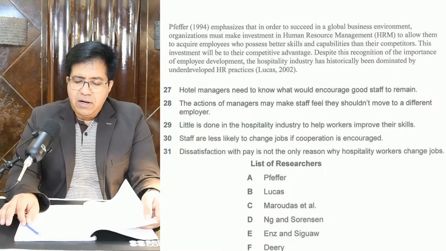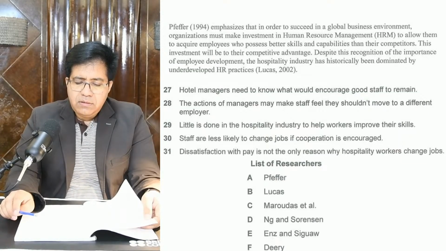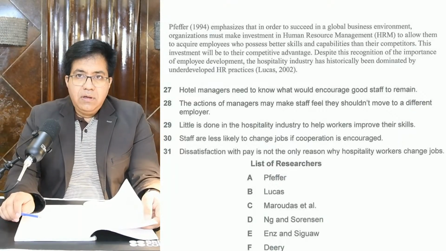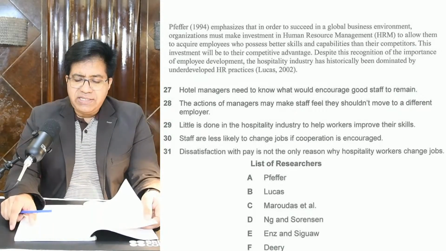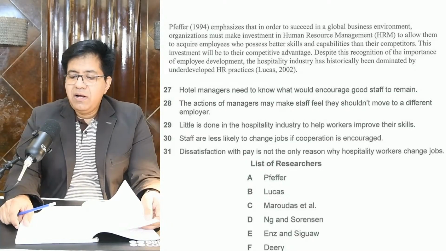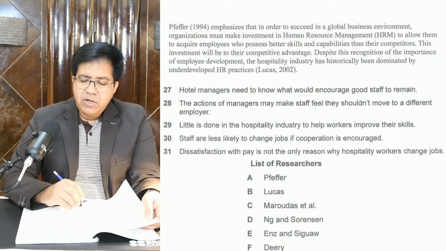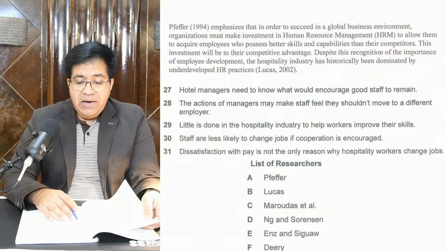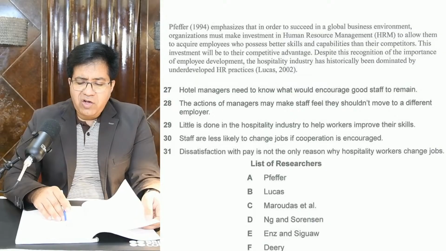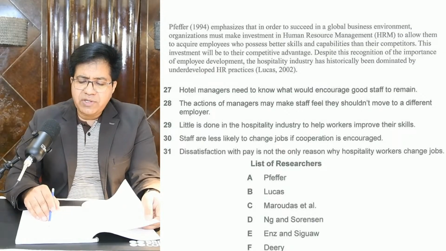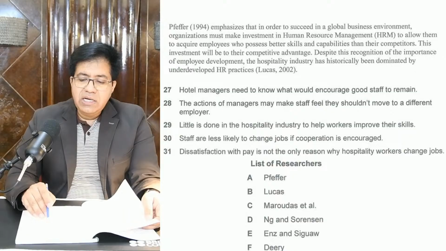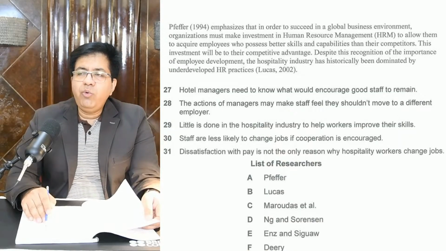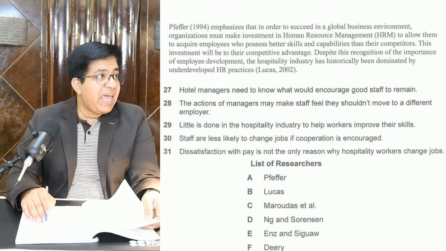HR practices are underdeveloped. All right, so we do not find any statement for Pfeffer, but if we talk about Lucas, we found his statement, that is question number 29. Little is done in the hospitality industry to help workers improve their skills. Now, helping workers improve their skills, whose job is that in any organization? That is the job of HR, okay?